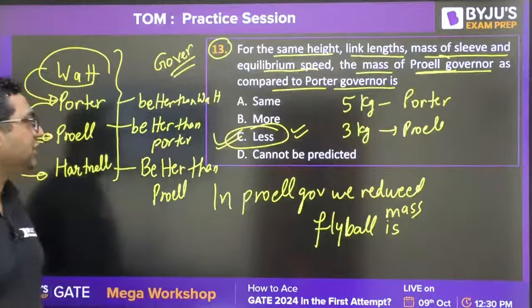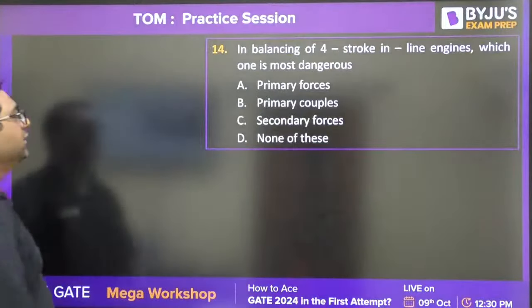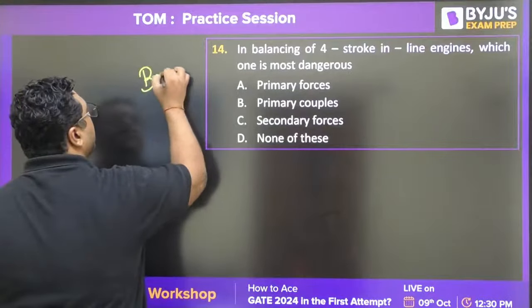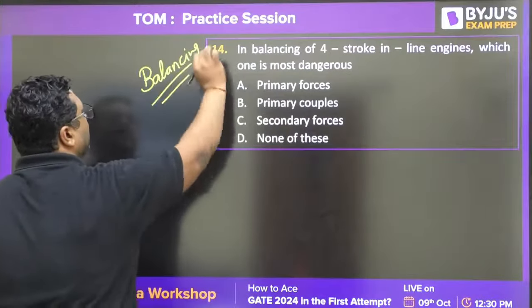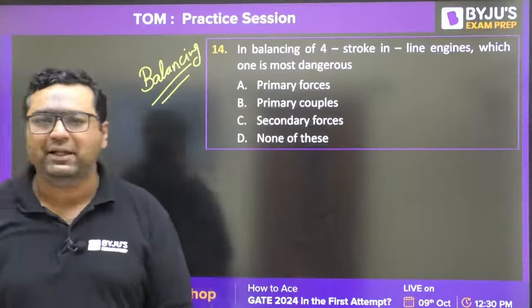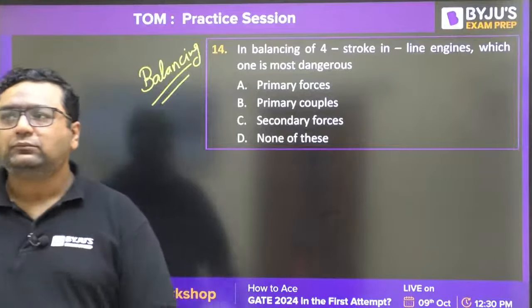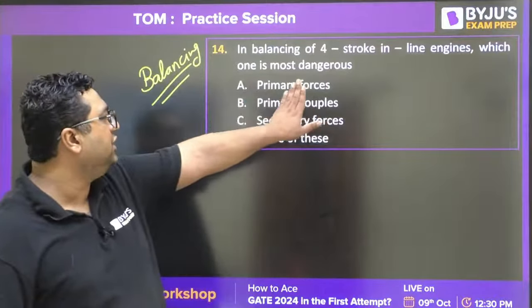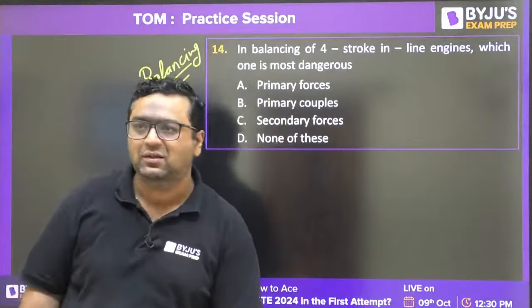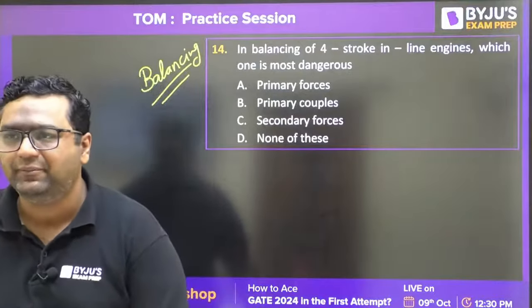Moving to the next question guys. Question number 14. This is from balancing. As I told you, we have covered all the topics in the 20 questions. They are saying in balancing of a 4-stroke inline engine, which one is most dangerous? सबसे ज़्यादा dangerous क्या होता है?